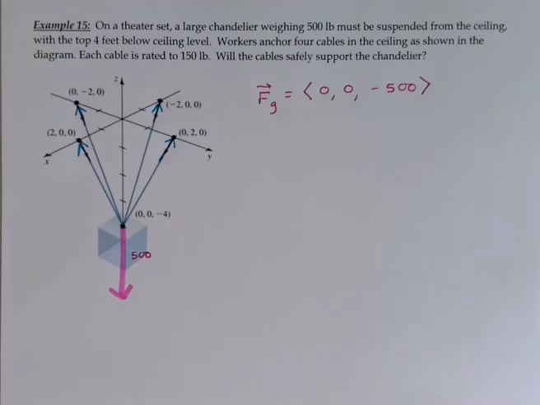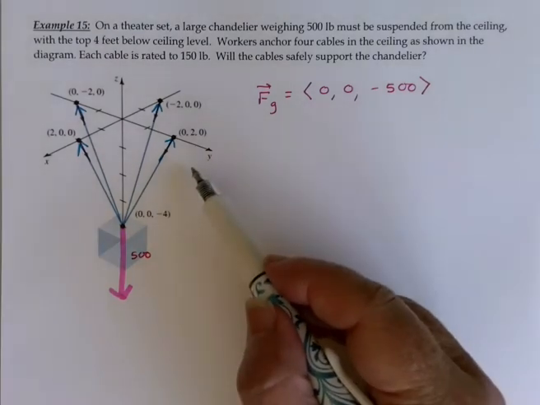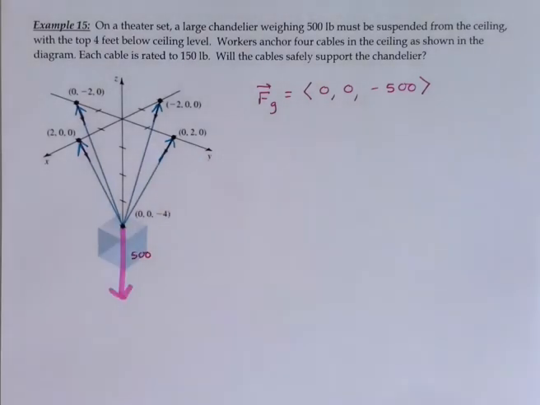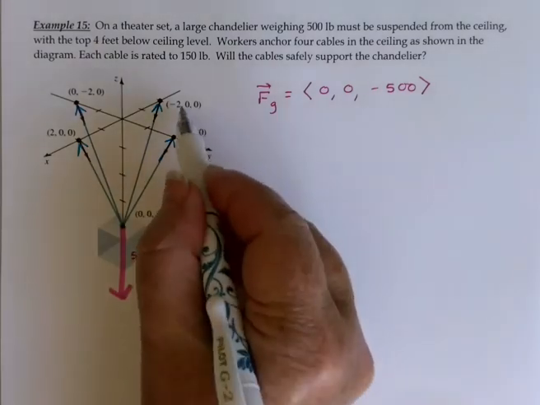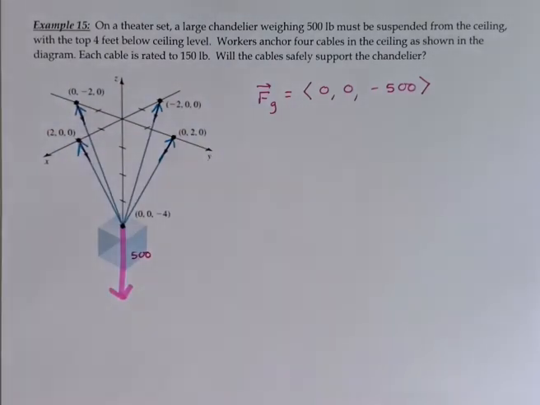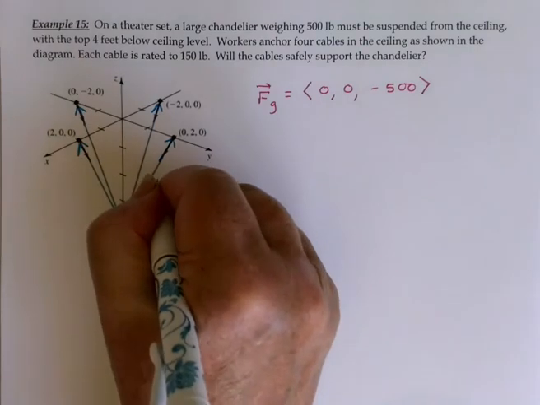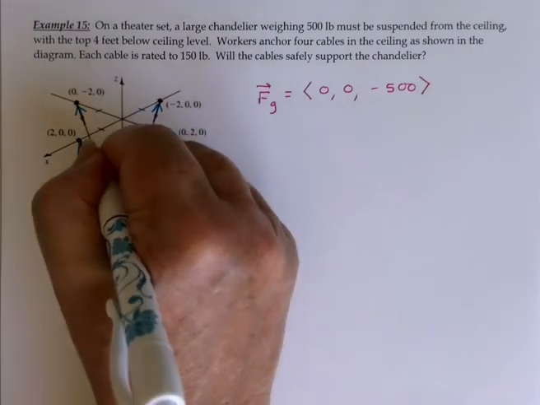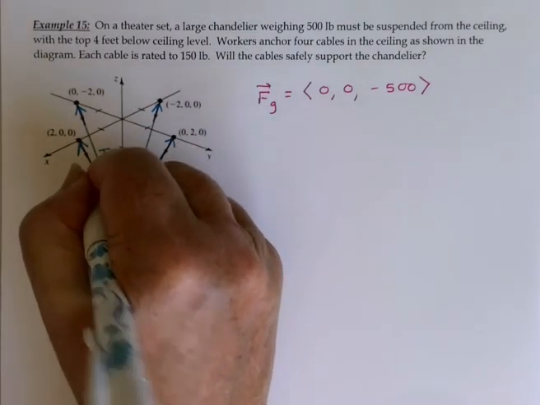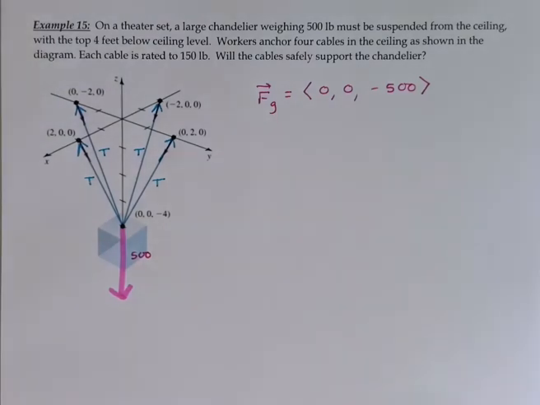And to get each tension vector, I'm going to go ahead and find a unit vector in the correct direction, and then I'll multiply by the magnitude of the tension. Now remember that the magnitude of the tension is what we don't know yet. Once again, if you look at the anchor points, they're perfectly symmetric around the origin. Therefore, the tension in each cable is going to be identical. So I'm just going to again use capital T to represent the magnitude of each one of those vectors.